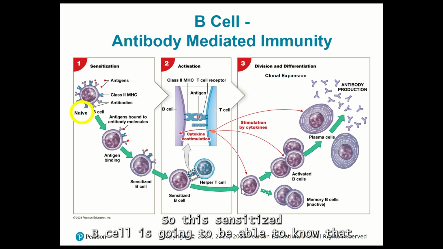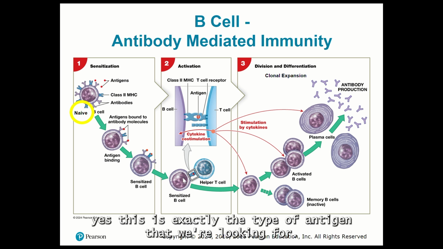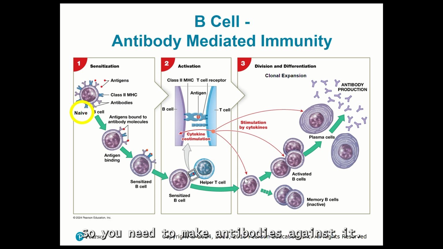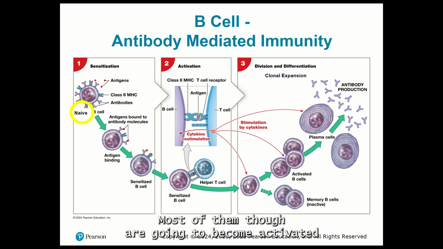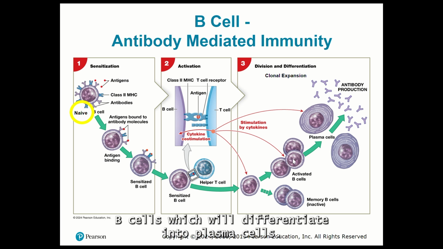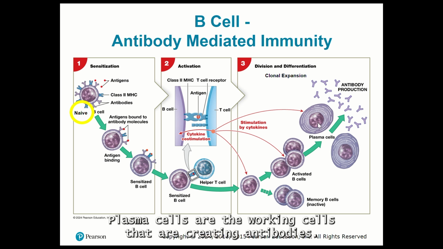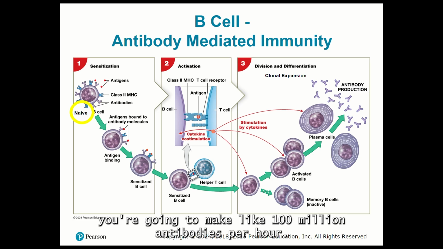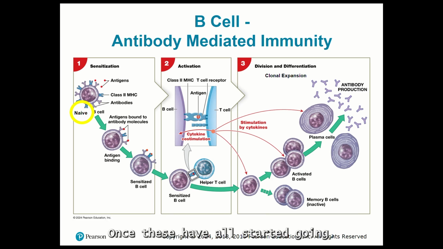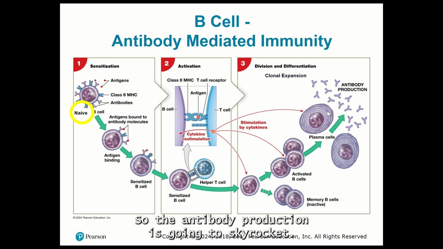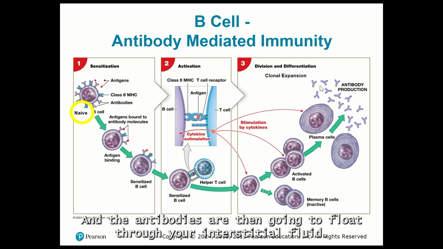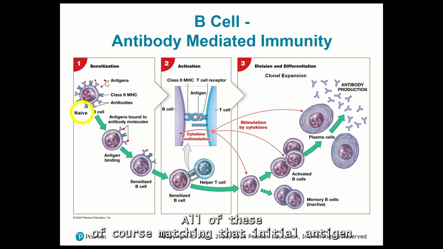So this sensitized B cell is going to be able to know that, yes, this is exactly the type of antigen that we're looking for, so you need to make antibodies against it. Some of those will become memory B cells. Most of them, though, are going to become activated B cells, which will differentiate into plasma cells. Plasma cells are the working cells that are creating antibodies. You're going to make like 100 million antibodies per hour once these have all started going. So the antibody production is going to skyrocket, and the antibodies are then going to float through your interstitial fluid. All of these, of course, matching that initial antigen.